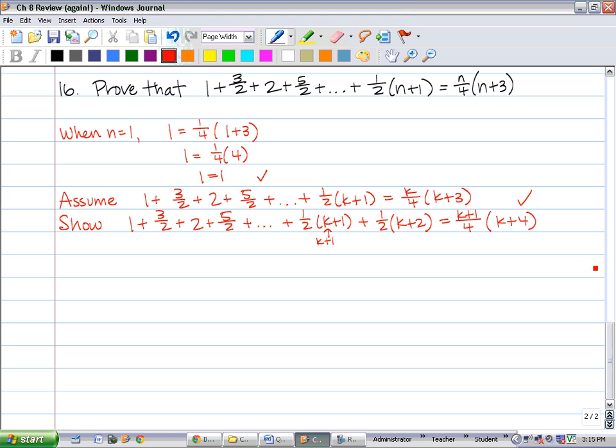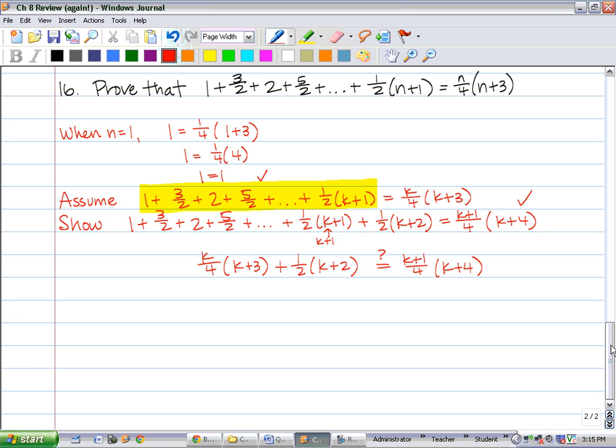Remember, the important step now in showing this is the substitution. We said in the step before that from 1 to 1/2 k plus 1 was that expression right there. So now I'm going to use it. I have from 1 to 1/2 k plus 1. I'm going to put in its place k over 4 times k plus 3. But I need to add on the extra term of 1/2 k plus 2. Does that equal k plus 1 over 4 times k plus 4? If it does, we're in good shape. If it doesn't, then we did something wrong.